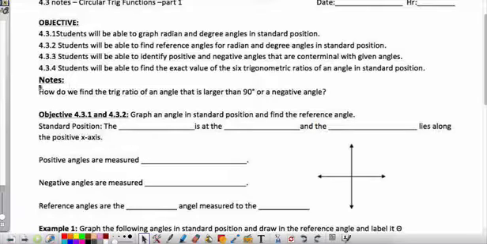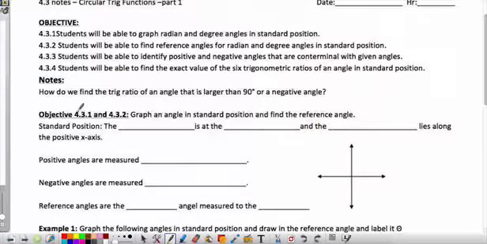All right, so 4.3 is all about how do we find the trig ratio of an angle that is larger than 90 degrees or a negative angle. So far we've worked with all positive acute angles. So what happens when we have an angle that's bigger than 90 degrees? In this first part one, we're just going to be focusing on the pieces that are going to get us to figuring this out. We're not actually going to answer this question until we get to part two, but that's where we're going with all of this. All right, so let's begin.